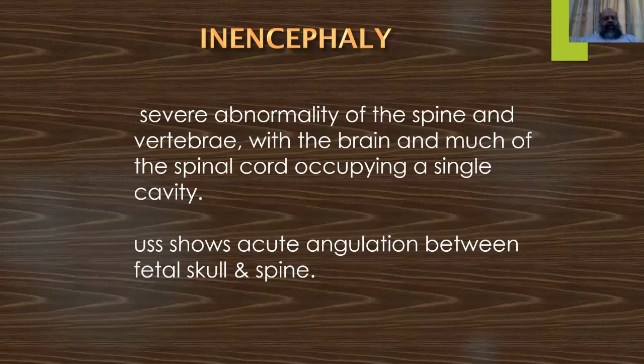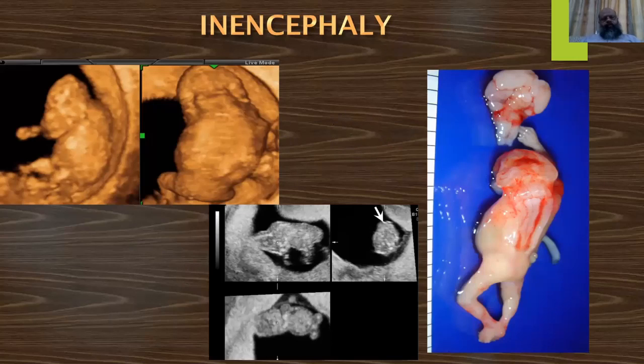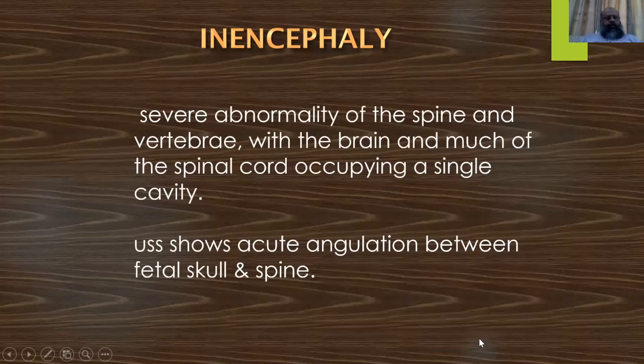Then is anencephaly, a severe abnormality of the spine and vertebrae with the brain and much of the spinal cord occupying a single cavity. Ultrasound shows acute angulation between fetal skull and spine. This is anencephaly, in which the fetus will have a flexed neck, and we will have vertebral and spinal abnormalities.